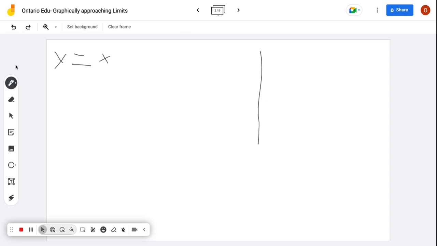Oh, that was really bad. Let's try and get it more straight. There we go. So let's say this is 1, 2, 3, 1, 2, 3. Same thing on the negative side. And then our line will go like this. Something like that, but of course more straight and accurate.